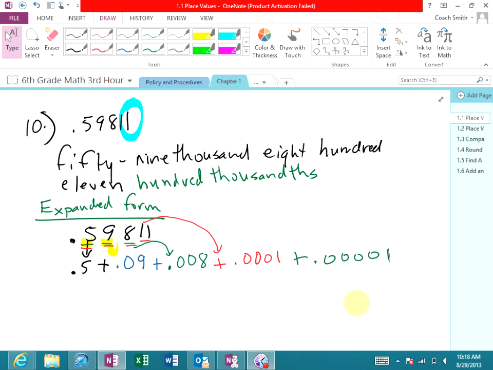The only thing you don't have to put would be the words expanded form, and you wouldn't necessarily have to rewrite that problem. If you wanted to, you could. Okay? Now, let's do one other problem.